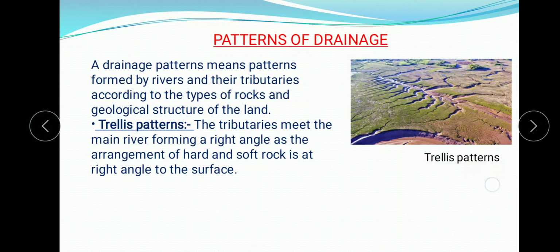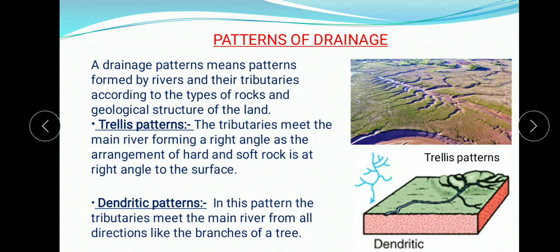Trellis pattern. The tributary meets the main river forming a right angle as the arrangement of hard and soft rock is at right angle to the surface. Dendritic pattern. In this pattern, the tributary meets the main river from all the directions like the branches of a tree.